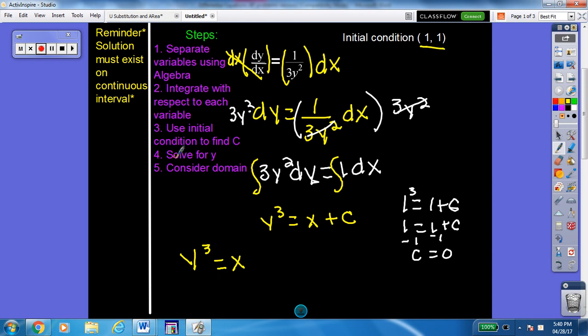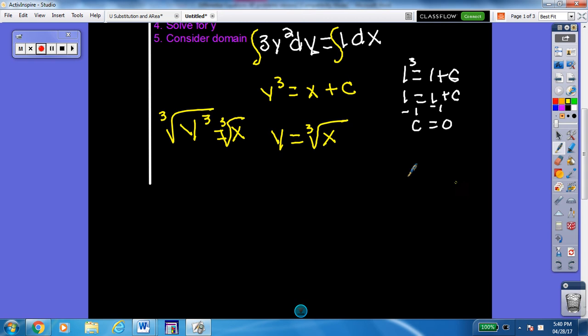But the second to last step is to solve for y, so we'll take the cube root of both sides so that y equals the cube root of x. And this looks pretty good if you think about it. Does it have a discontinuity? Cube root could be positive, negative, or 0. It doesn't have a discontinuity.